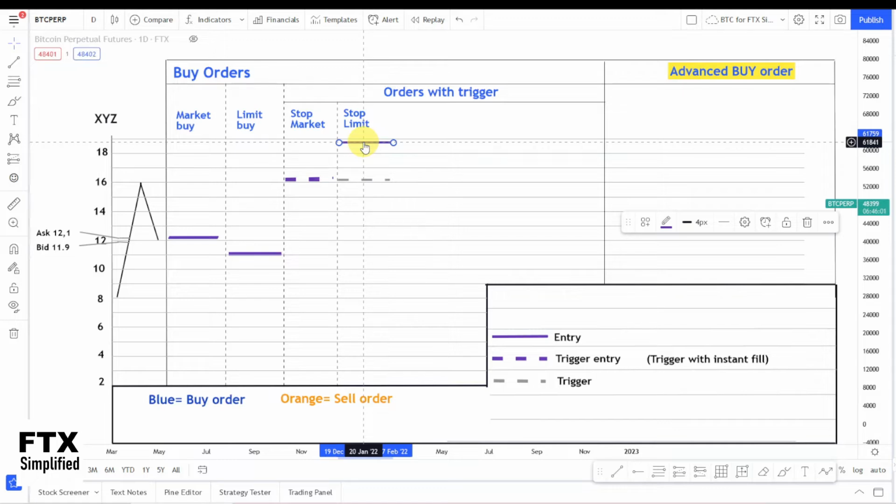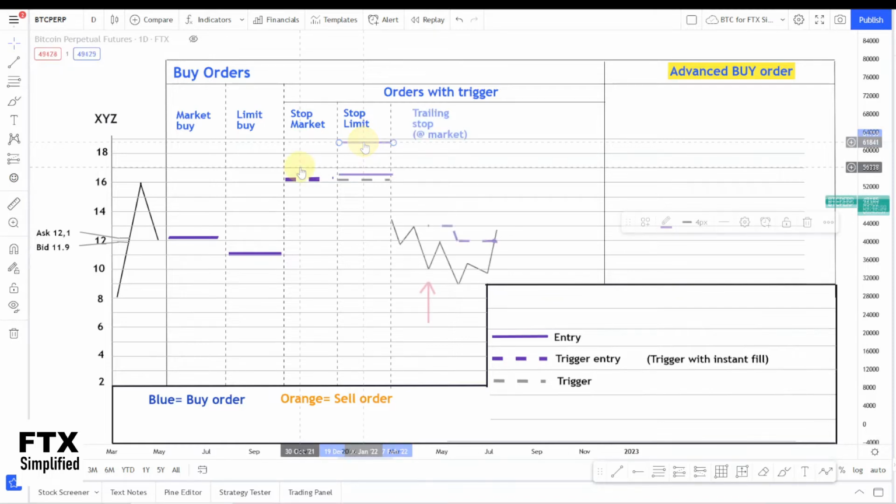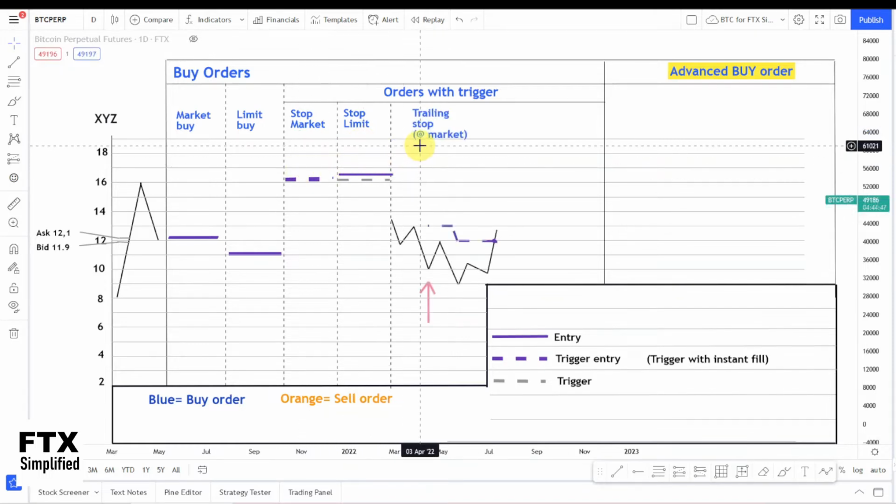But the next stop order, the trailing stop buy order, is not available on Binance. So what is the trailing stop buy order? Well, this order follows the market price. And to explain this, I created some extra price action in black. And just imagine you're at this pink arrow at $10 and you would like to buy XYZ when the price goes up $3. Then you could use the trailing stop buy order, and this order places a trigger entry at $13 because it's $3 above 10.